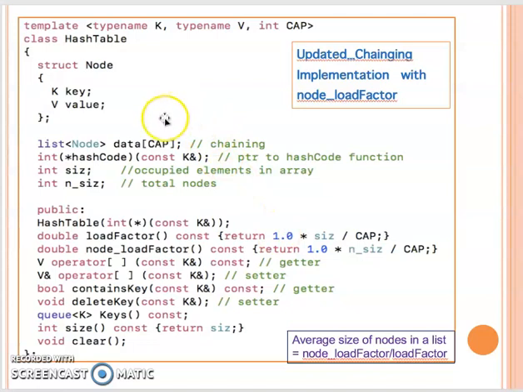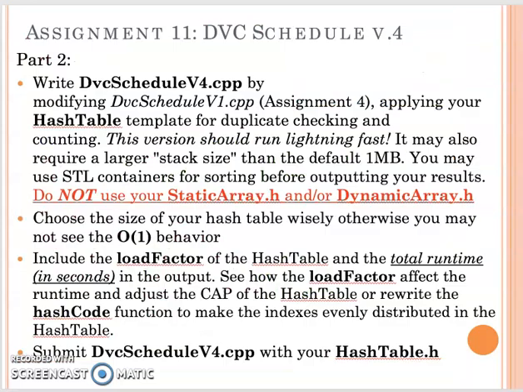The most important thing when you implement that is that your getter function and setter function should all have constant, big O(1) runtime. That's why after you finish part 1, part 2 is quite easy. For part 2, we just want you to revisit your DVC scheduling version 1 from assignment 4.